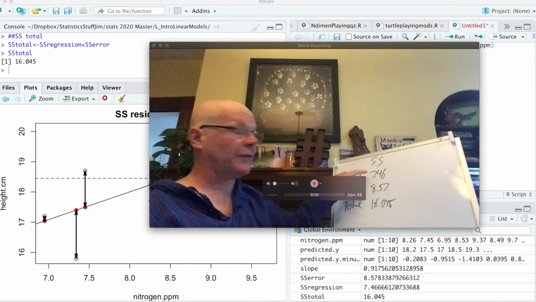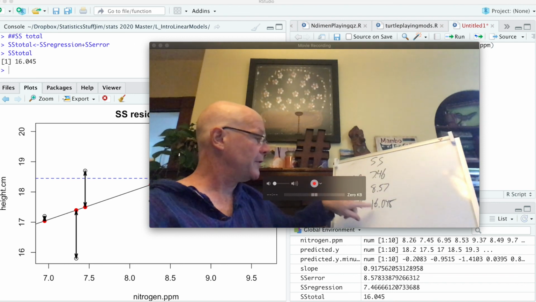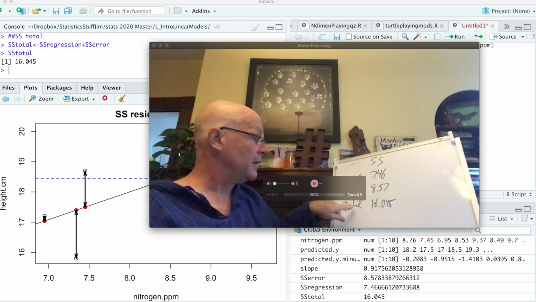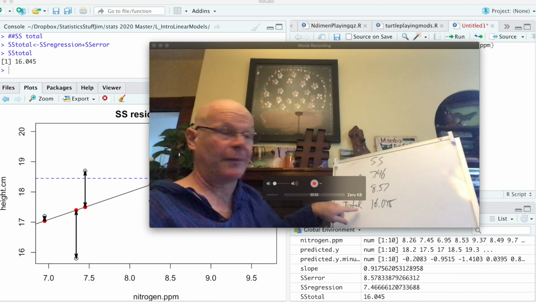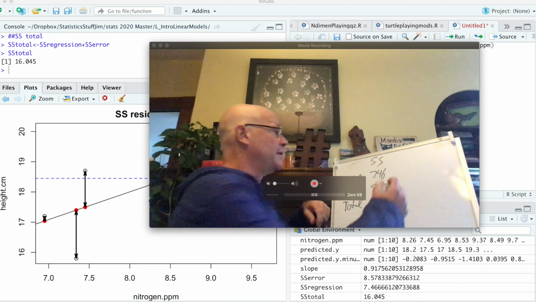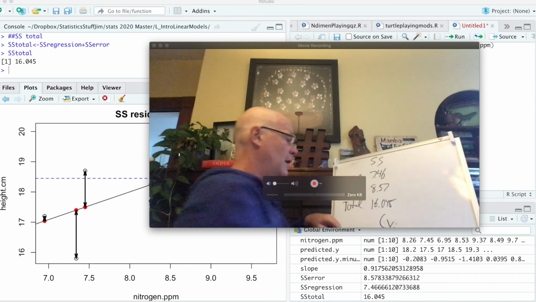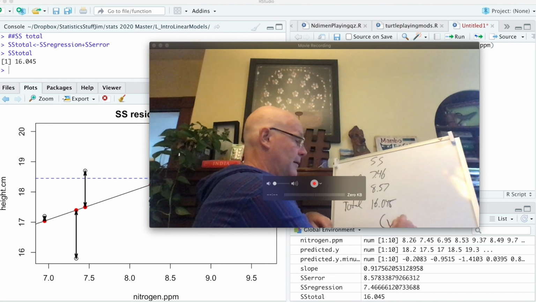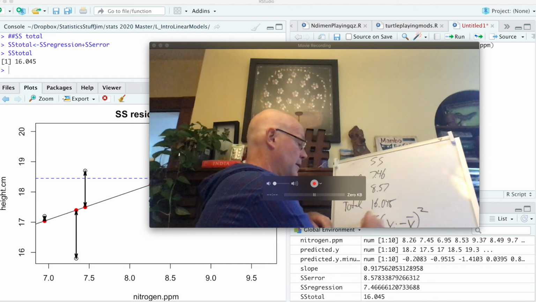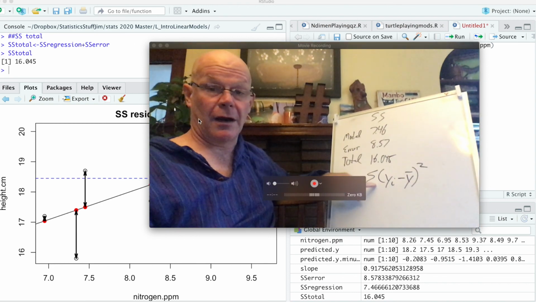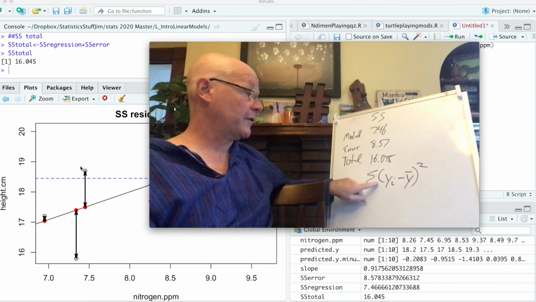So the sums of squares are additive. Here's the sums of squares of our model. Here's the sums of squares of the error term. And here's the total sums of squares. The other way that we could estimate the total sums of squares would be to take all of our values of y minus the mean value of y, squared, and take the sum of that. And that would be our total sums of squares.